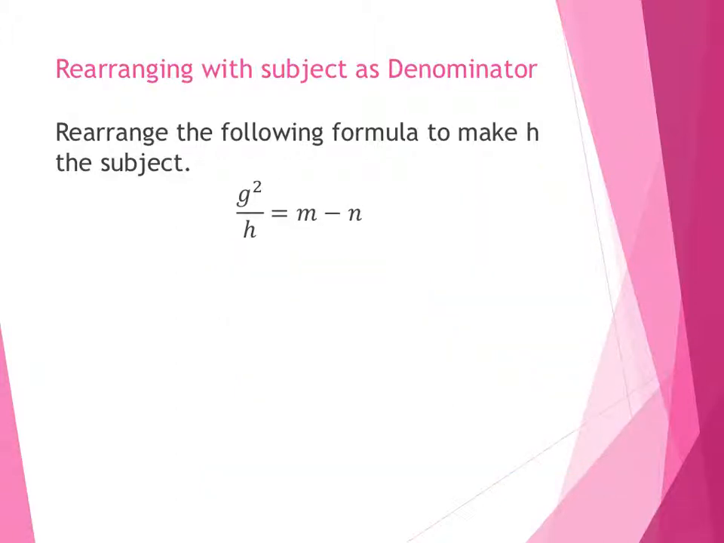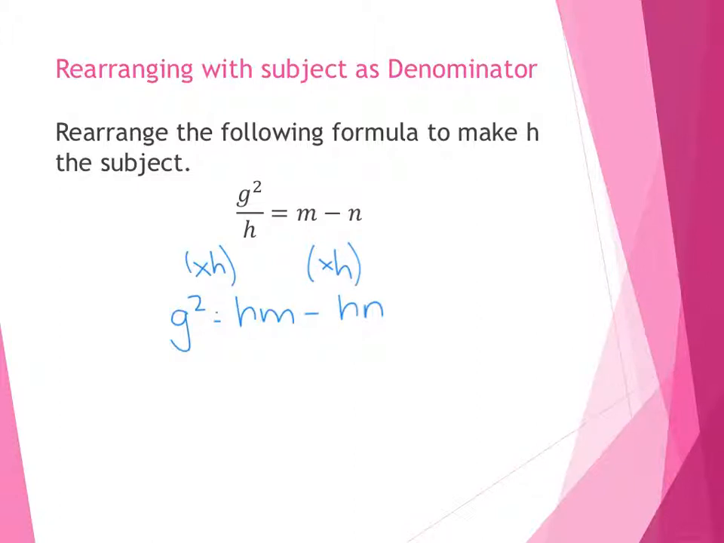This last example puts a few of the key skills together. We've got our subject h as the denominator, but when we do some multiplying we might find that it appears more than once. So we've got to get it to the top by multiplying by h. So we've got g squared equals hm minus hn, remembering that we're timesing everything on this side by h.